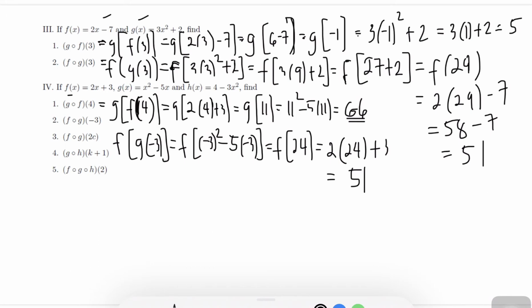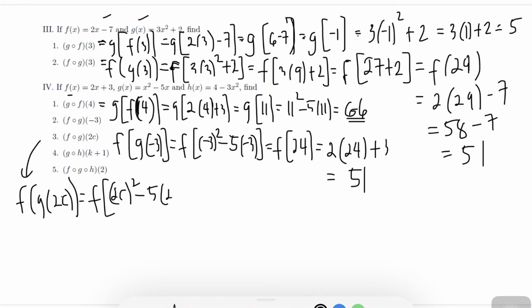Then number 3, we have f of g of 2c. What is g of 2c? 2c squared minus 5 times 2c. So this will become f of 4c squared minus 10c.